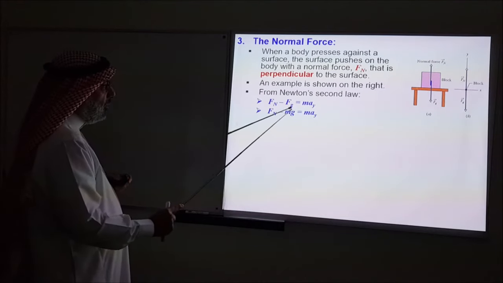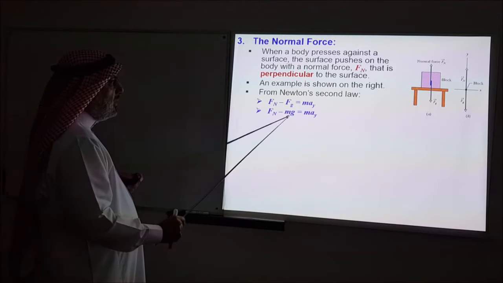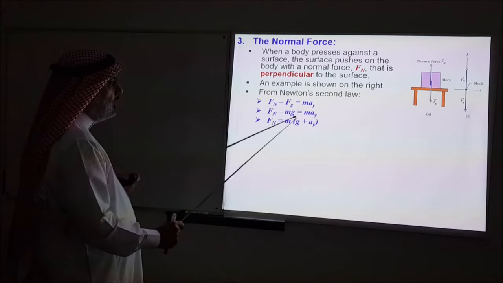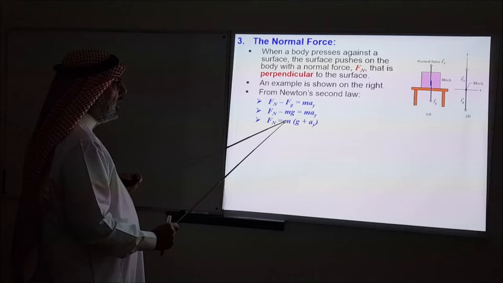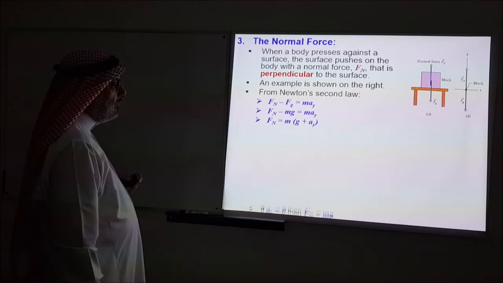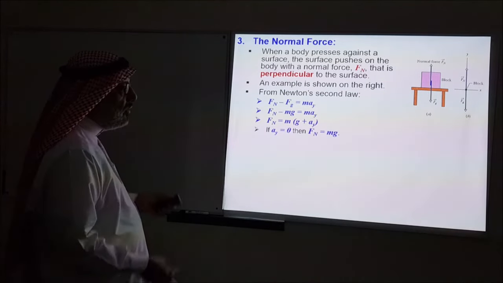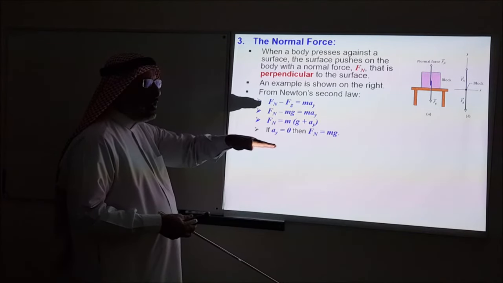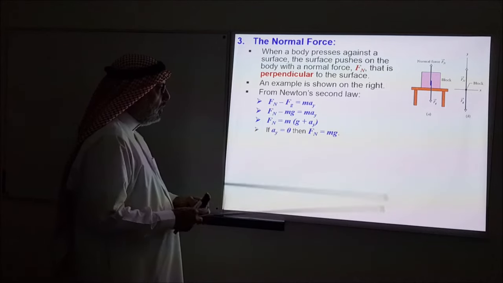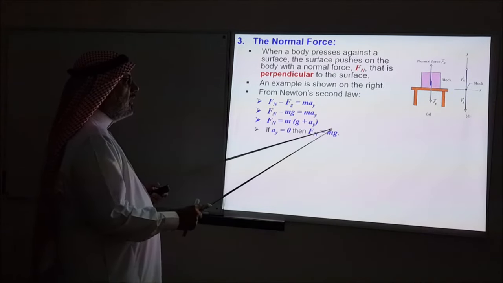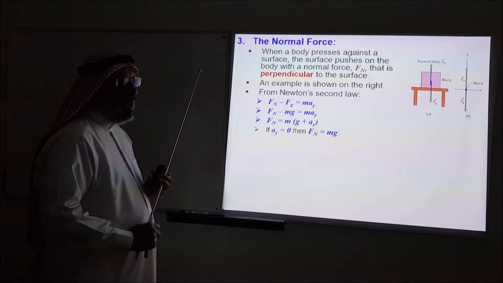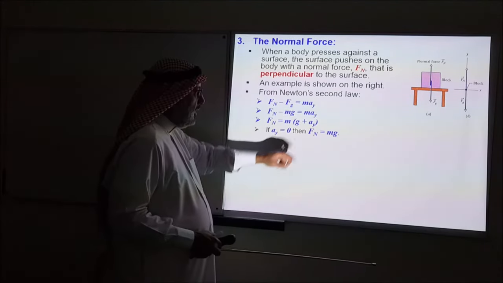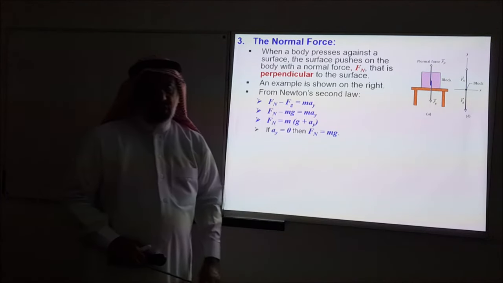The gravitational force is equal to mg. Take this to the other side and take m as a common factor. So there is your normal force. It's equal to m(g + a_y). If a_y is zero, if the object is at rest or moving upward or downward with constant velocity, so a_y is zero, then you can see that Fn is equal to mg. And many students will rush and say that always the normal force is equal to the weight of the object. That's not correct.